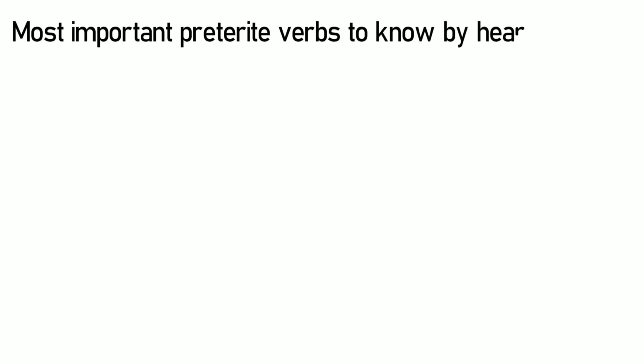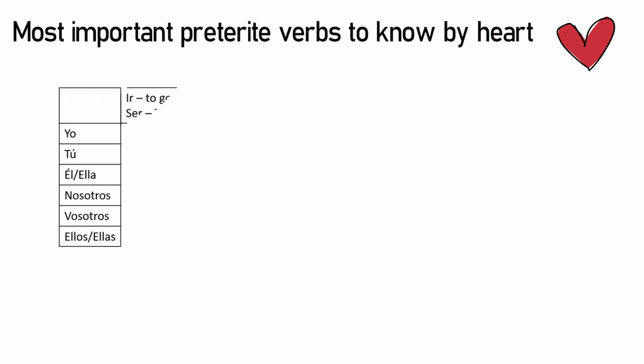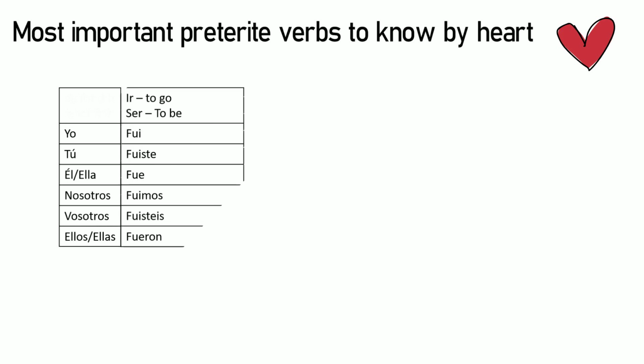So firstly, we've got ir and ser. Now the chances are these verbs were used to help introduce the preterite tense to you. So this goes fui, fuiste, fue, fuimos, fuisteis, fueron. So even though they're 2 different verbs that mean 2 different things, they have the same set of endings in that tense, which can be confusing, but hopefully using context you'll know which one is which.